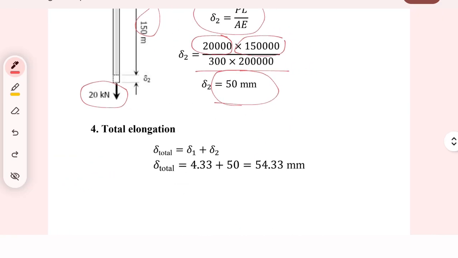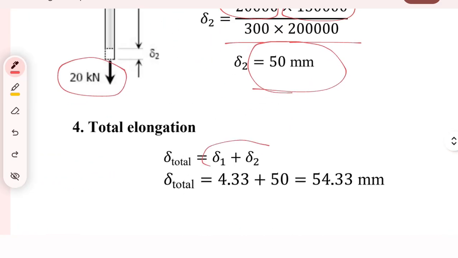We have elongation 1 and elongation 2. We will add both to compute the total elongation that's experienced by the rod due to its weight and due to the application of the load P.